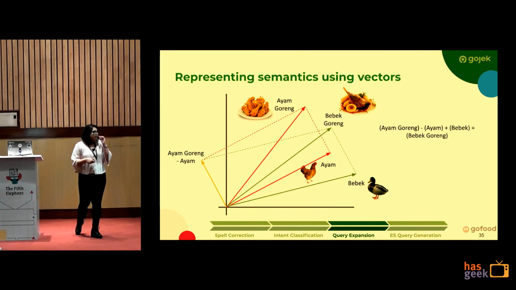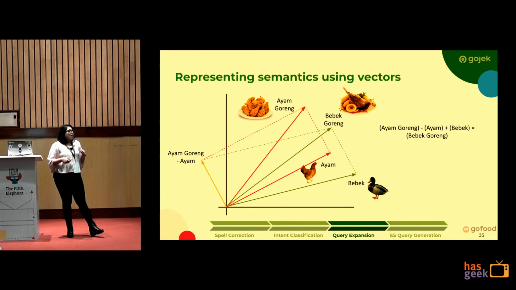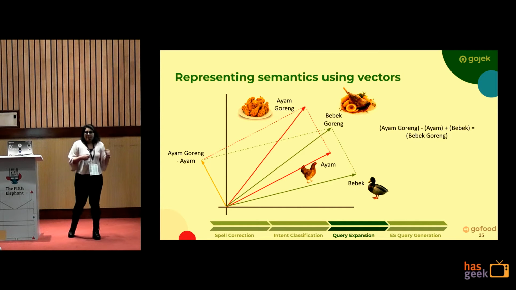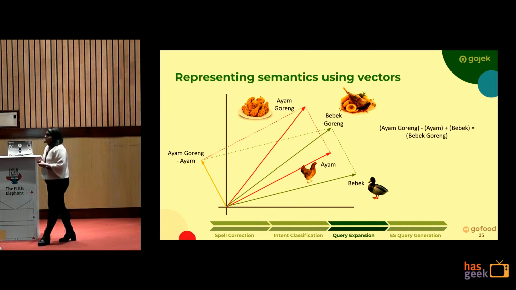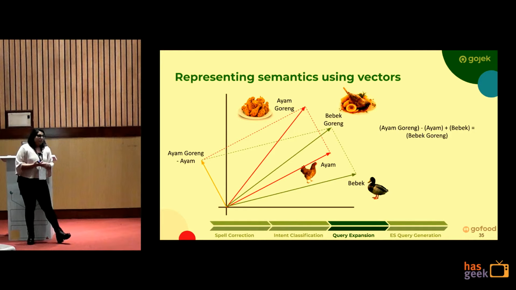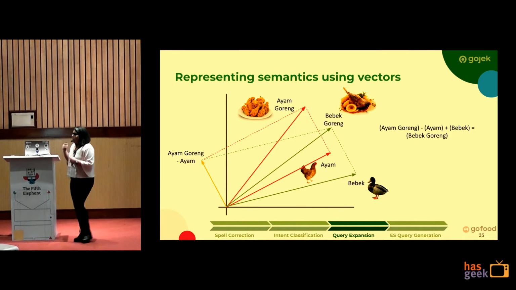So say in this diagram, if we take ayam goreng and we subtract the vector for ayam, and then we add bebek to it, we get the vector for bebek goreng. So the cool thing about word embeddings is that they also, in some semantic way, follow the laws of vector algebra.